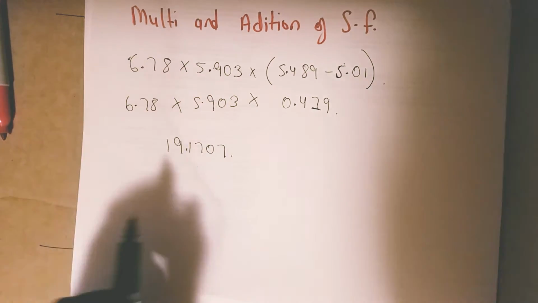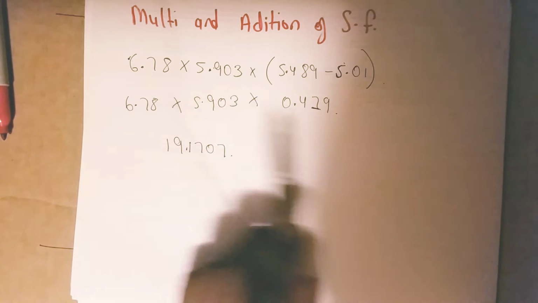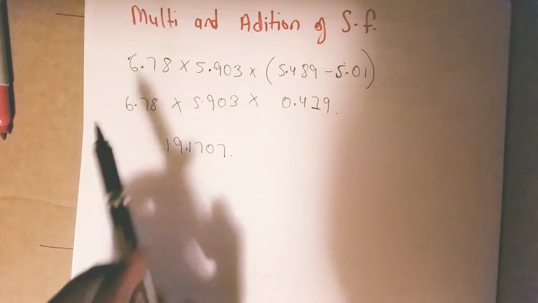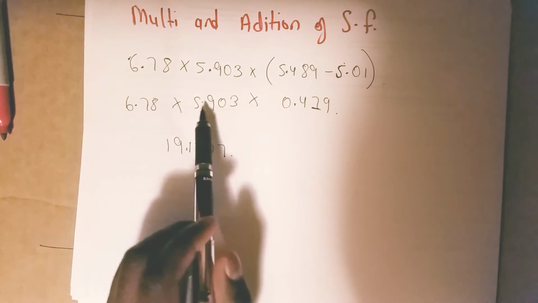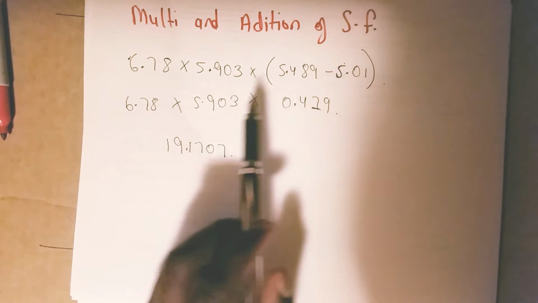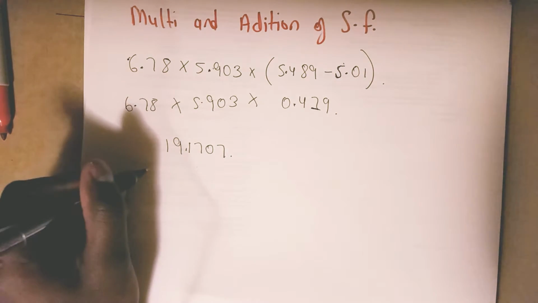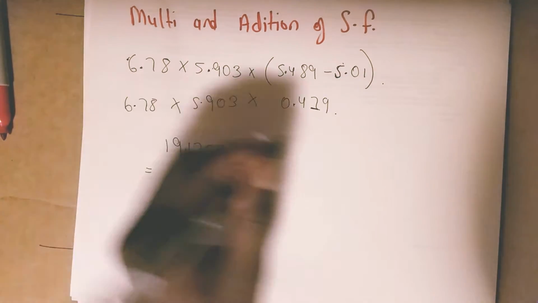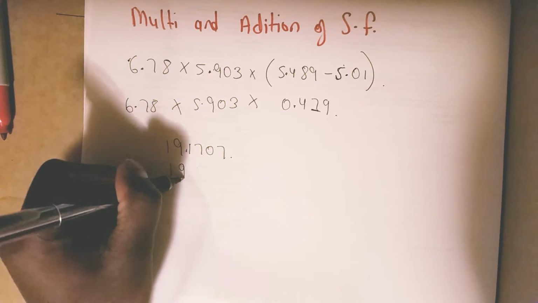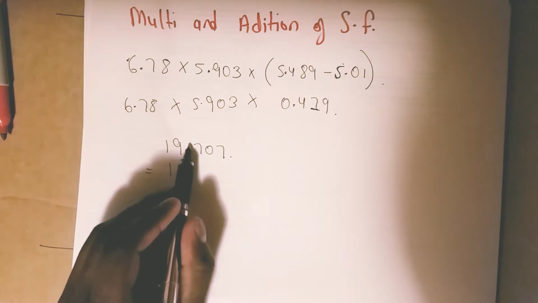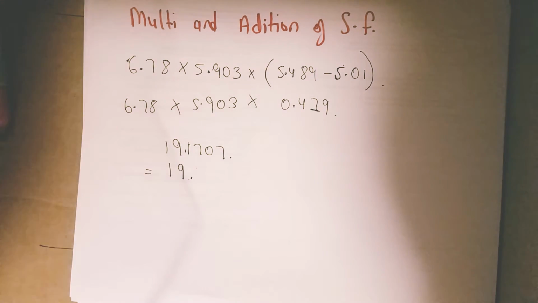If you multiply all of this, you get 19.1707. So now you check the least amount. When you multiply numbers, you check the least amount of significant figures. So here has 3, here has 1, 2, 3, 4, here has 1, 2. That means the answer should have 2 significant figures, the least amount. So the answer would be 1, 2. The last number is 1, so you leave it as 19, and that's it.